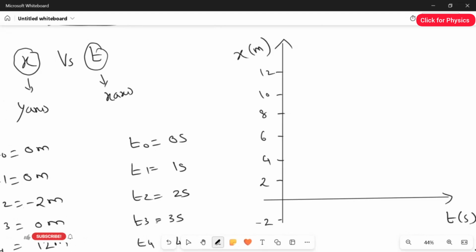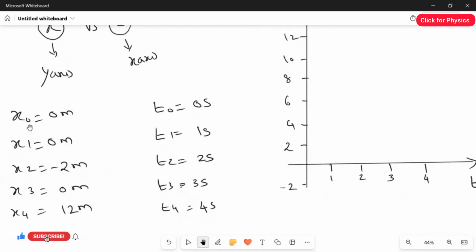And what should be your x-axis value? Time. So time t1 is equal to 1 second, 2 second, 3 second, and 4 second. Now I am going to fix the points. So better I can use a different color. So now I have to fix the points.